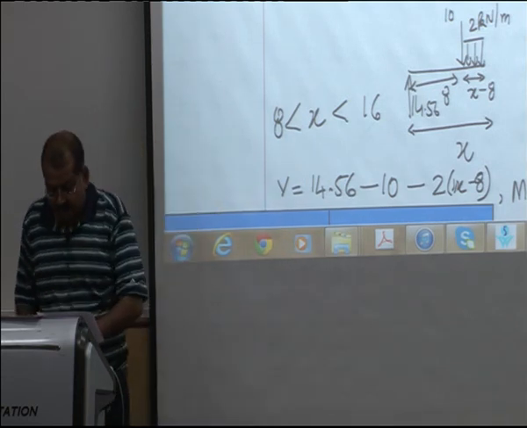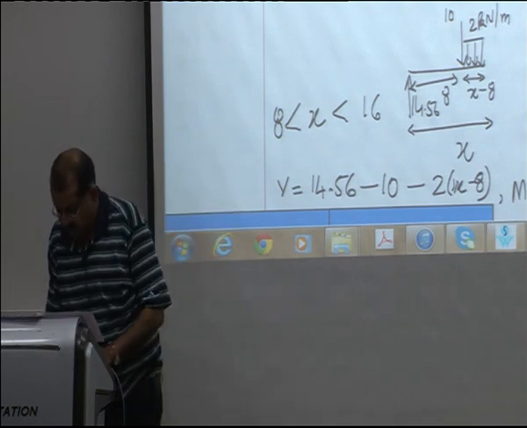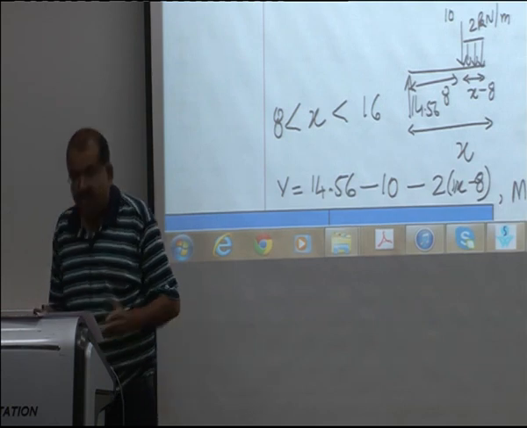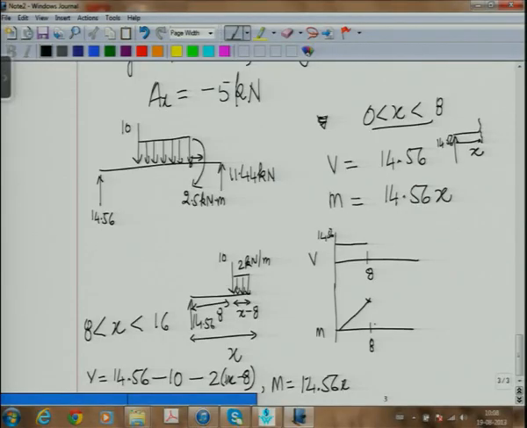What's the bending moment? We again go term by term. The contribution of 14.56, the contribution will be 14.56x. What is the contribution of 10? Minus 10. Now 10 is acting at this. The distance zeta is this cut section to this point. How much is that? X minus 8. So that means we will put minus 10 times x minus 8.